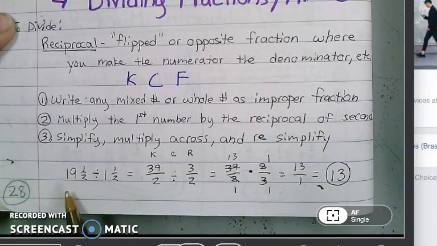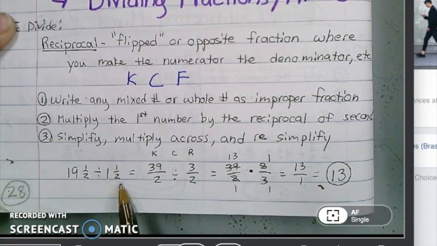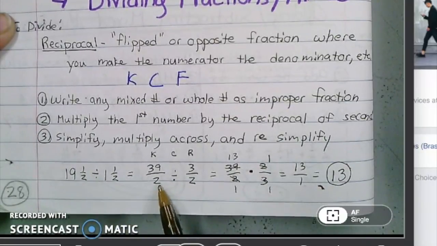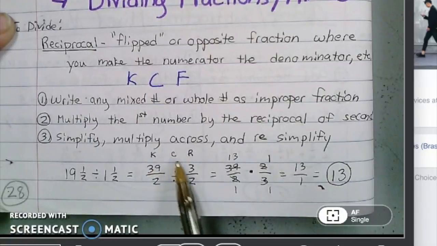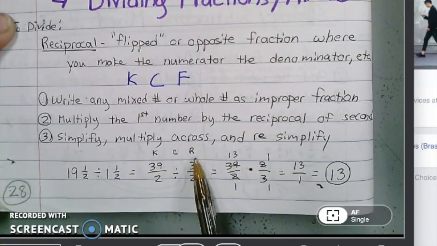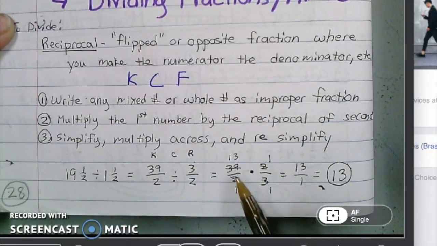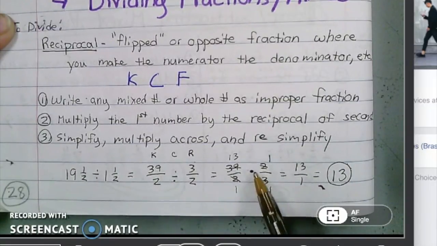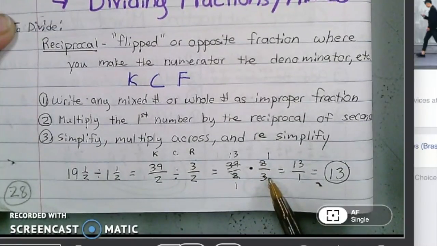So what we're going to do here, we have 19 1/2 divided by 1 1/2. I make them both into improper fractions. 19 1/2 becomes 39 over 2, and 1 1/2 becomes 3 over 2. Then I wrote keep, change, reciprocal up there. Again, you could say flip, it means the same thing. So that becomes 39 over 2 times, and then I flipped it. 2 went on top, 3 went on bottom.